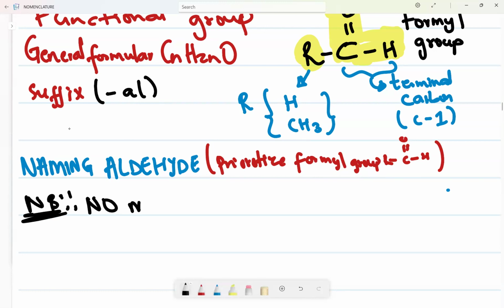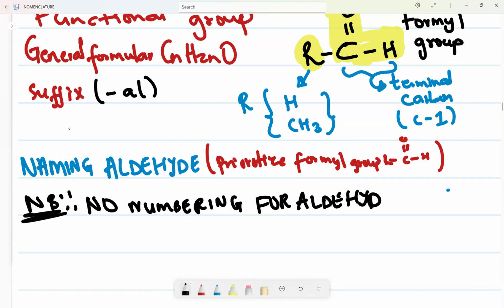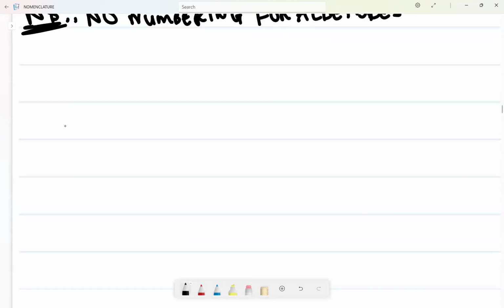No numbering for aldehydes. Why? Because it is always the functional group. Remember, the reason we number is so that we see which carbon the functional group is on. But in this case, the functional group of aldehyde will always be on the terminal carbon. Can you see that we said it is always on the terminal carbon? This is what makes it different from the ones we'll do.